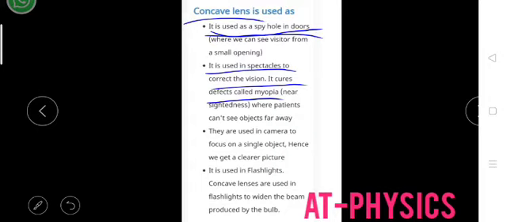And the third one is they are used in cameras to focus a single object. You can see that many types of camera qualities come in today's mobile phones and their features. So there must be a concave lens that helps to focus the image, focus an object. And the last one is it is used in a flashlight. The concave lens is used in a flashlight to widen the beam produced by the bulb. So the concave lens is generally used to widen the beam of light.